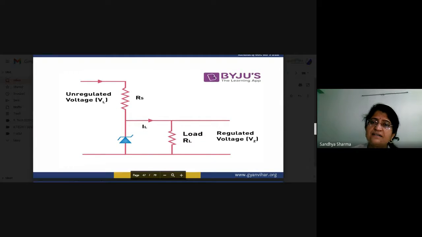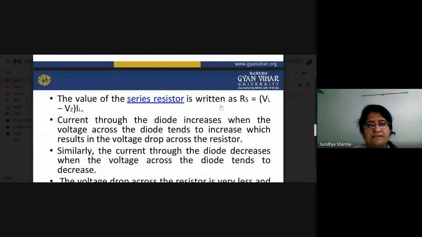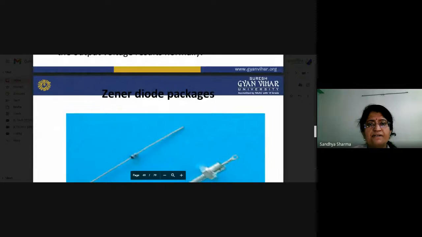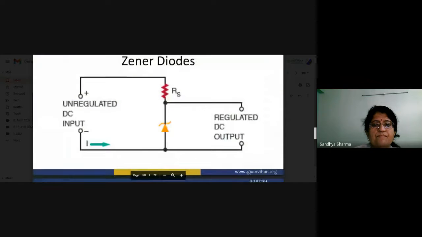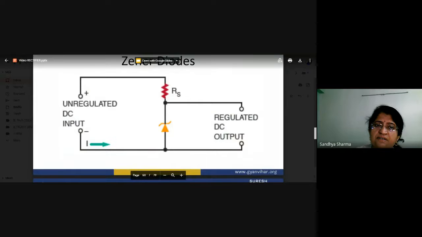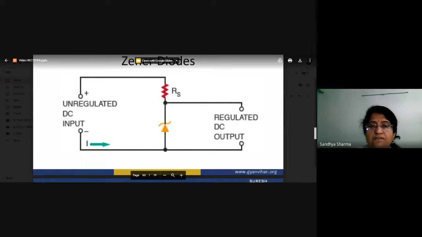That is again a circuit. That is a series resistance RS. We have to connect it. Zener diode packages. This is basically a Zener diode. This is a Zener diode circuit. You have given the unregulated DC input and you receive the regulated DC output here. This is the series resistance RS that controls the maximum current flow through the diode, so we can prevent it from damage due to overheating effects.